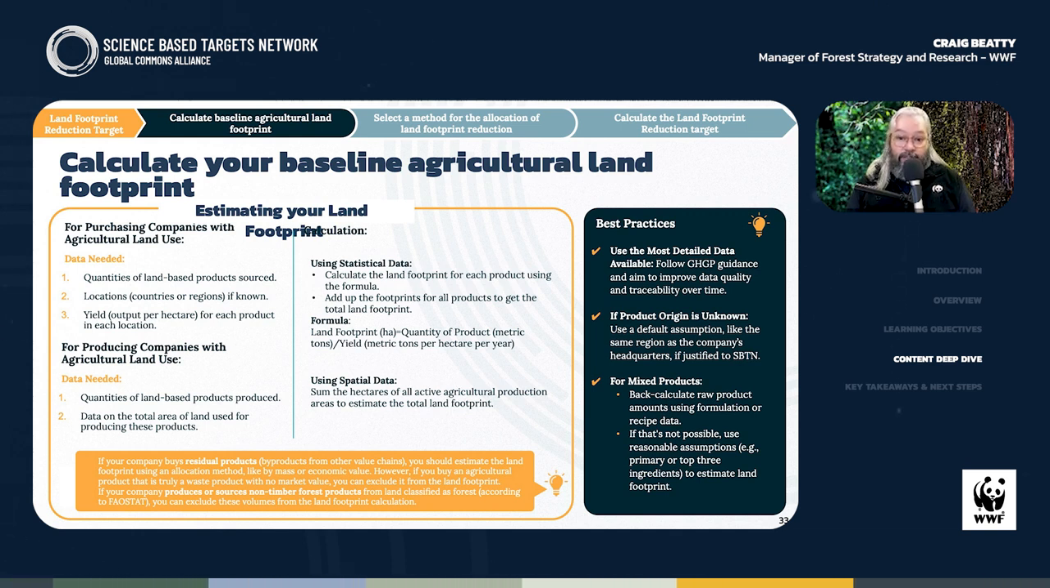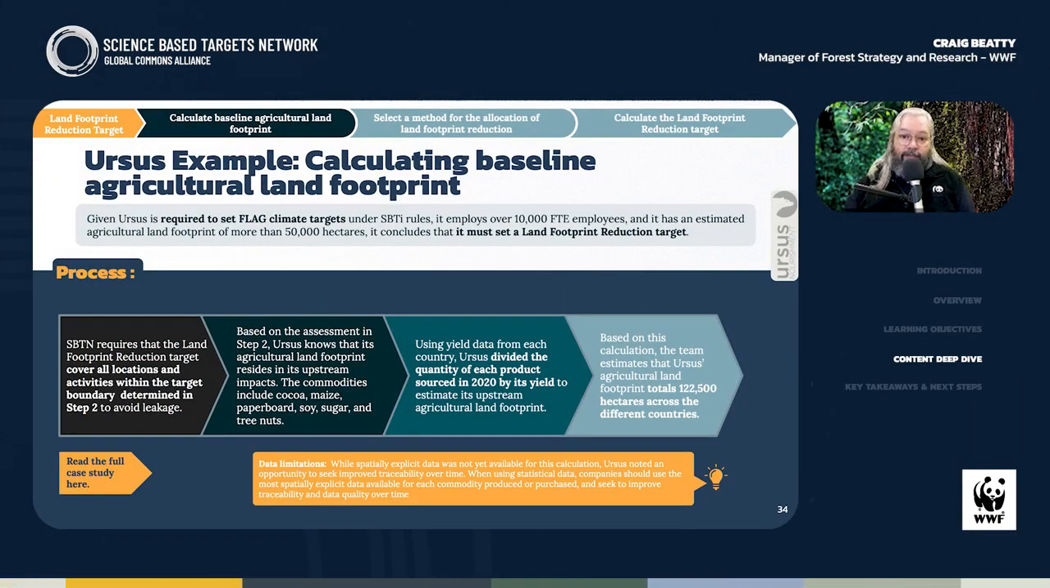For non-timber forest products, if your company produces or sources non-timber forest products from land classified as forests, you can exclude these volumes from the land footprint calculation. This recognizes the positive role that low-impact harvesting of these products can play in adding economic value to standing forests. Now let's look at how URSUS went through the process of setting this target.